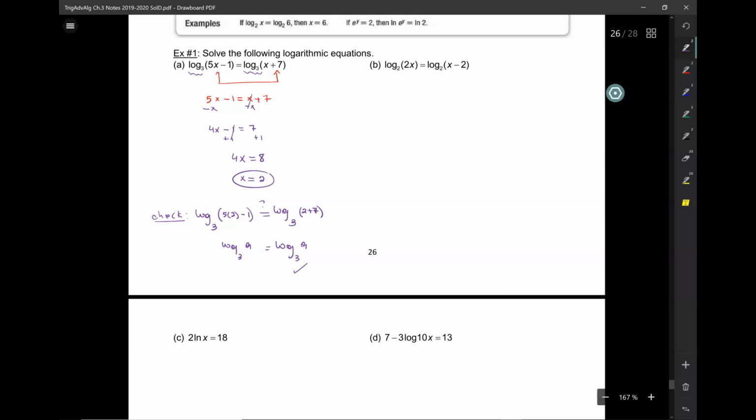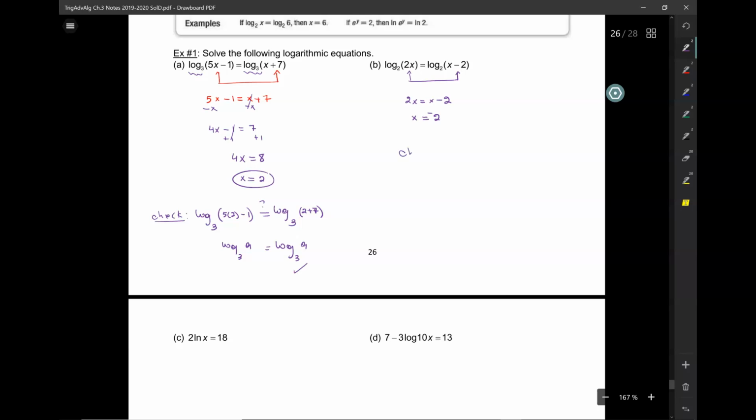Okay, same thing here. I have log base 2, log base 2. I'm going to set these equal to each other. So I'm going to get 2x equal to x minus 2. Subtract x, and I get x equal to negative 2.